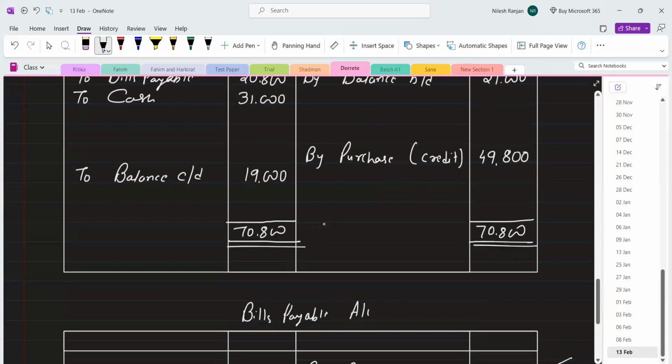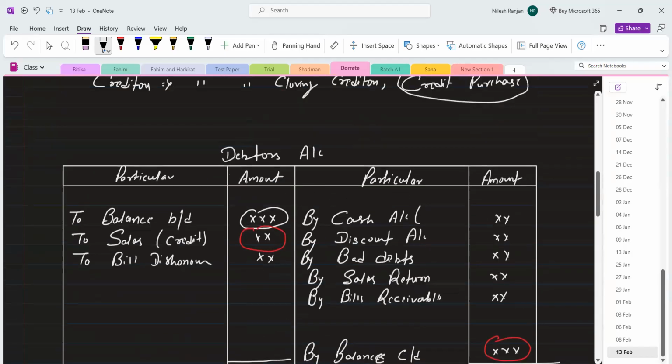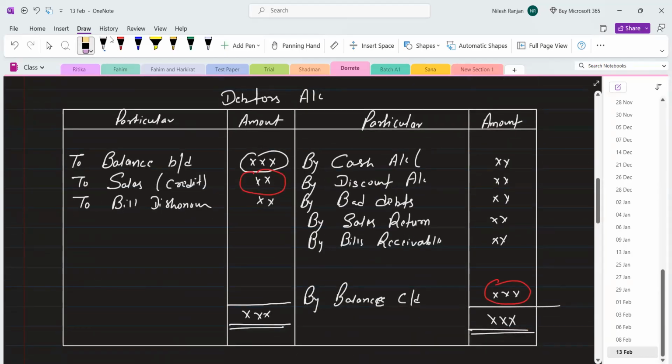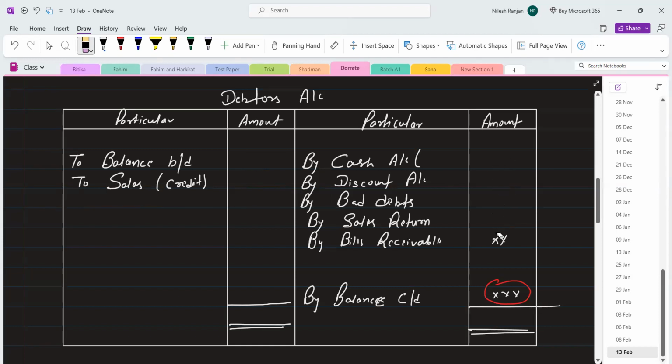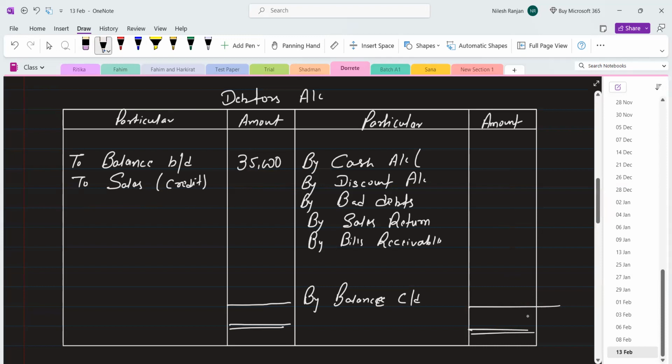In the same manner, you can calculate credit sale also by preparing the debtors account. Let's say this is our debtors account. I am removing the information which is not required for this account as per this question. The opening balance and closing balance is given for debtors: 35,000 and 34,000.